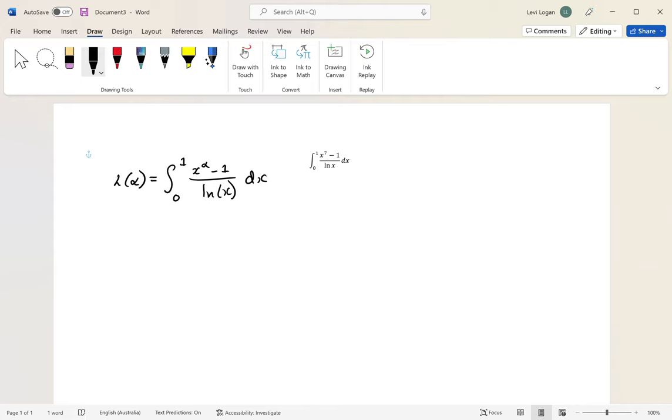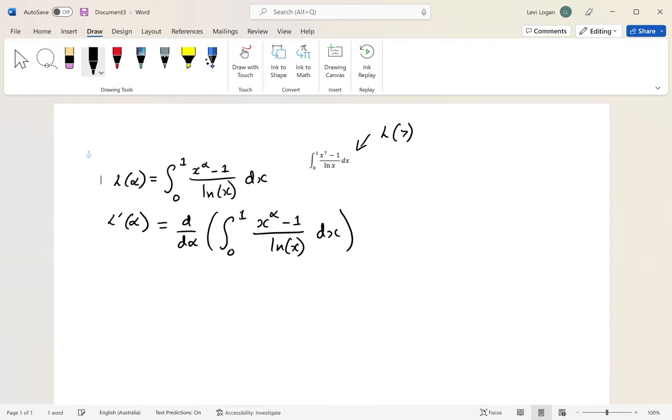By defining this parameter, this integral here is now L of 7. So we put the alpha where the 7 is, and this whole thing is now a function. And basically what you do now is you take the derivative with respect to this new parameter. So you go L dash of alpha equals d over d alpha of the actual integral of (x to the alpha minus 1) over log of x dx.